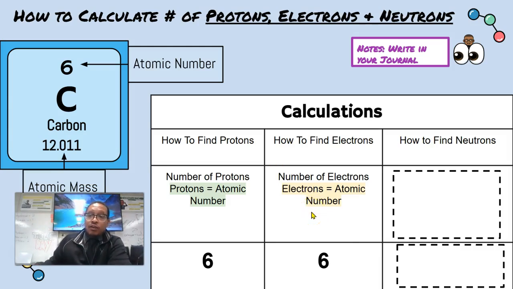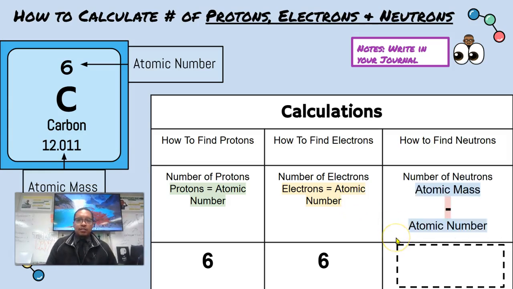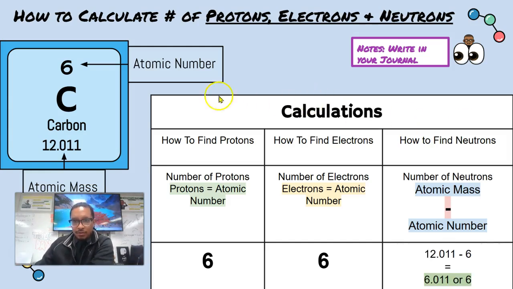Now, if you want to find the number of neutrons, this is where we get into a little bit of calculations. What you're going to need to do, and write this down, is take the atomic mass, round that to the nearest whole number, and then subtract out the atomic number. So it's nothing too crazy. You'll take 12.01 and minus 6, and that will equal 6.01, or round that to 6. So that's all you have to do right there. It's not really too crazy.